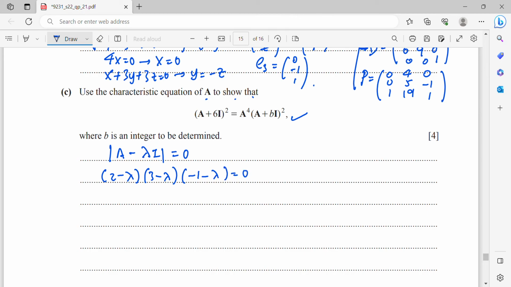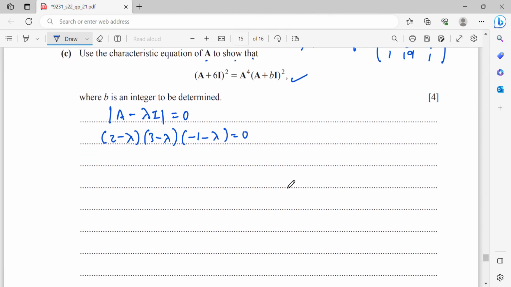Equals to 0. Okay, so now we have to do expansion because you need to get all this. So when I do expansion, I will expand the first two brackets. So I will get 6 minus 2 lambda minus 3 lambda plus lambda squared. Then multiply by 1 minus lambda and let it be 0. So again, you further expand it.